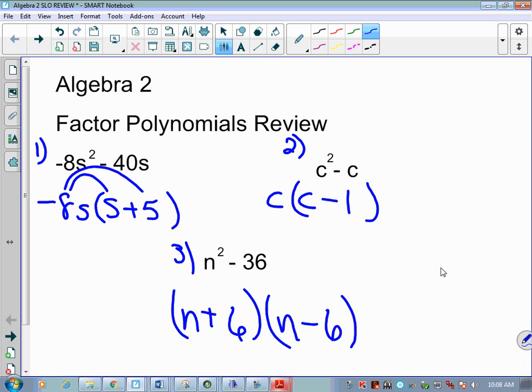Okay? Over here on number 2 can be kind of tricky because I have a c in both, so I factor out the c. A lot of times people forget that I do want to test this to see if I'm going to get c squared minus c back. So I'm going to distribute the c. c times c is c squared. c times negative 1 is what? Negative c. I need to be able to get back to my question to make sure that my answer is correct.